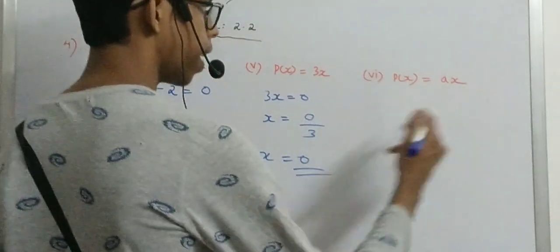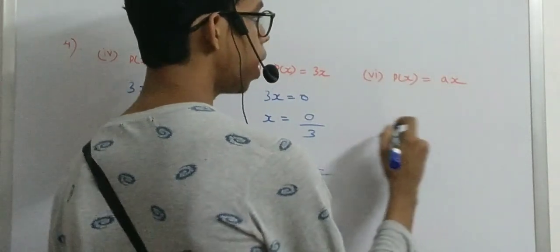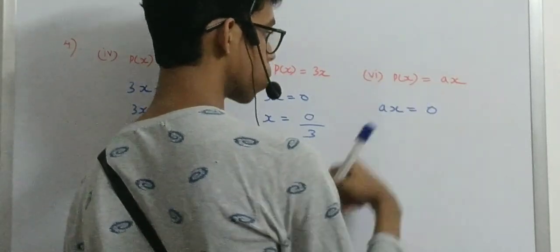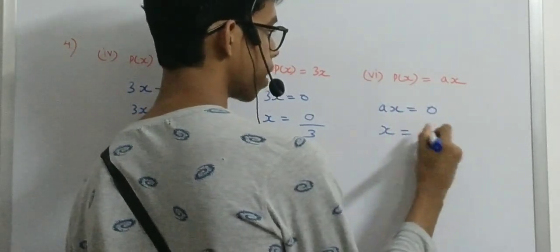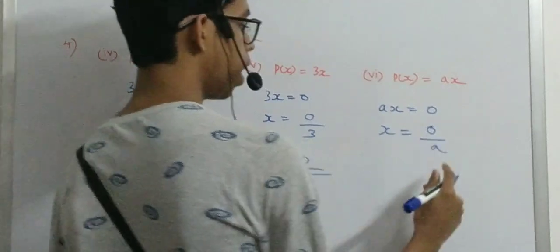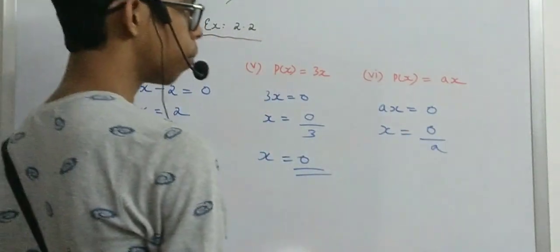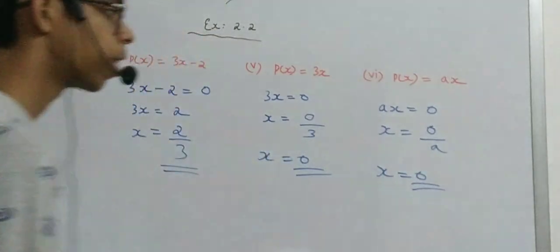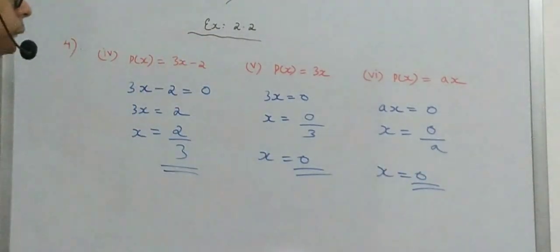Okay, now the next one is p of x is equal to ax. So here also write ax is equal to 0. From here we will get x is equal to 0 by a. Again 0 divided by any number is equal to 0 itself. So we will get x is equal to 0. So here also, like your fifth one, the 0 of the polynomial is 0. Okay, I hope it is clear to you.